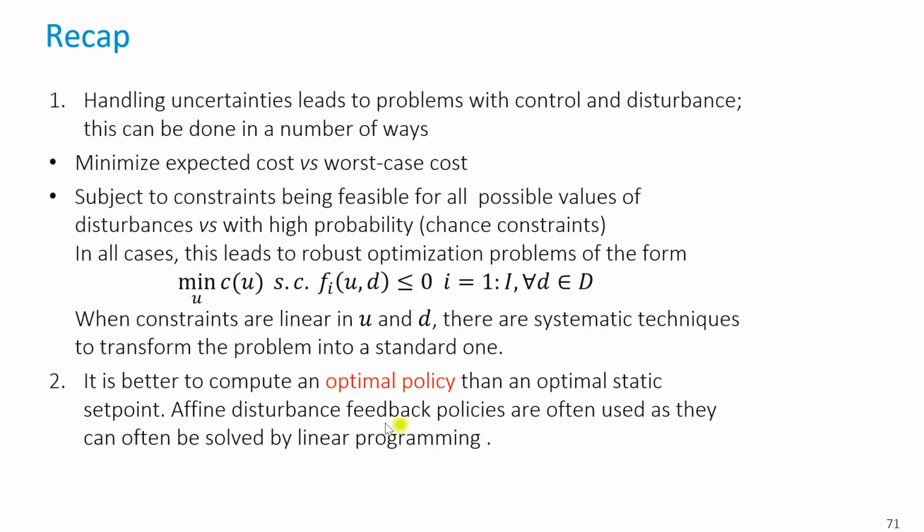And then the take-home message is also, it's always better to compute an optimal policy than an optimal control value. An optimal static set point is, of course, not reacting to changes. And as soon as the uncertainty is not minuscule, the cost to pay for that will be large here. And we have seen how affine disturbance feedback lends itself very well, doesn't break the framework, it just gives the same kind of technical problems that we had before here, and can be solved efficiently by linear programming.